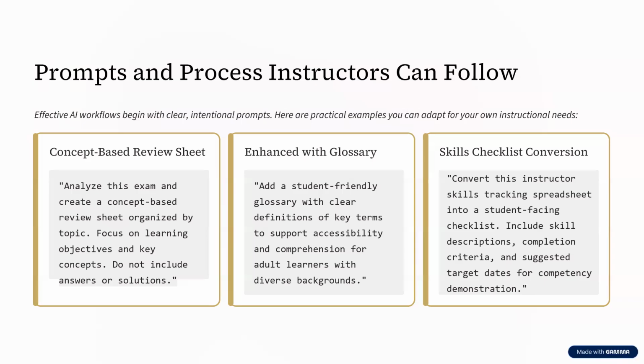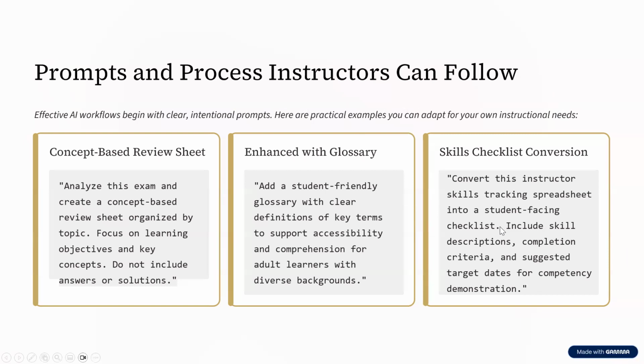So it says: add a student-friendly glossary with clear definitions of key terms to support accessibility and comprehension for adult learners with diverse backgrounds. Okay. And then this third one over here, this is a demo. If we have time, we'll get to it.